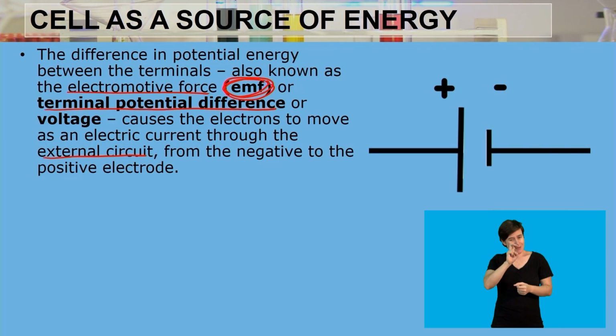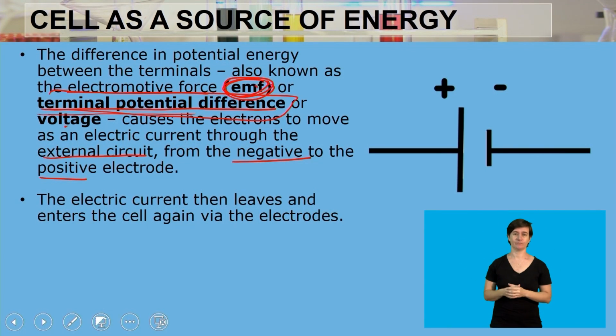We do know that for you to do some work, you need energy. So for these electrons to move from one point to the other, they need energy. And that energy comes in the form of your voltage, or the EMF, or sometimes referred to as your terminal potential difference. So this terminal potential difference, or the voltage, is going to be moving our electrons from the negative to the positive electrode. So it's going to be pushing our electrons from the negative electrode to the positive electrode.